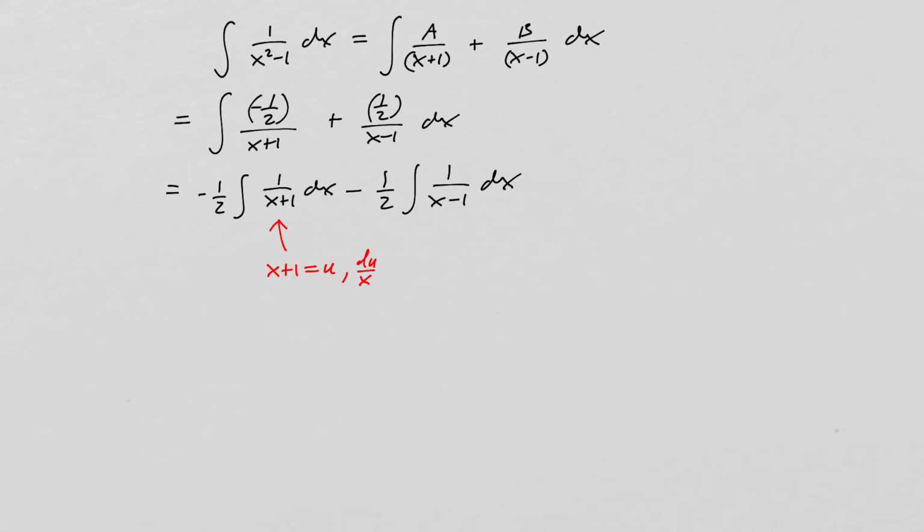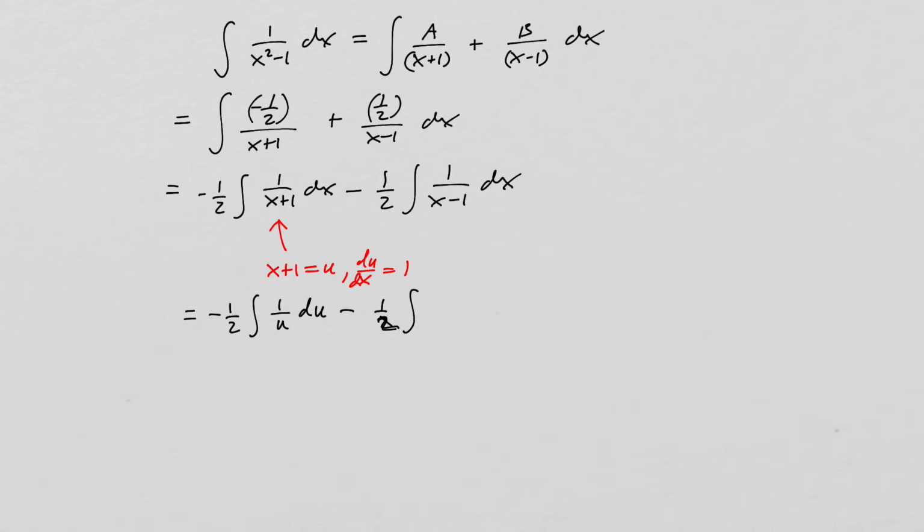then of course we're going to get du dx is equal to 1, in which case we get minus 1/2 times the integral of 1 over u du, minus 1 over 2 integral.